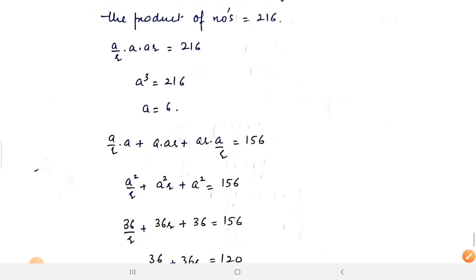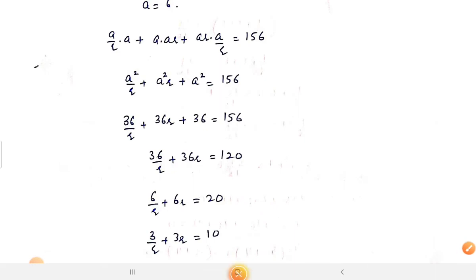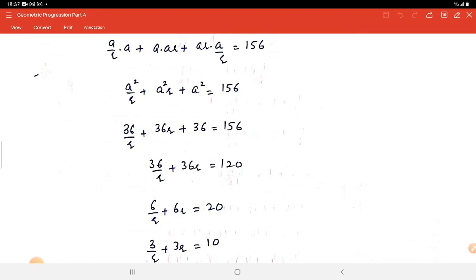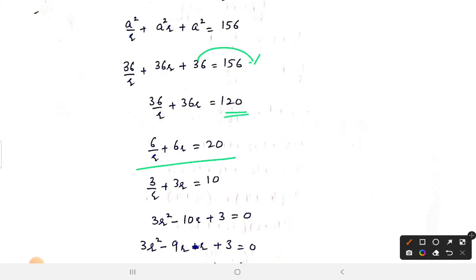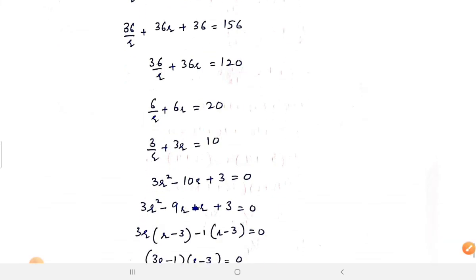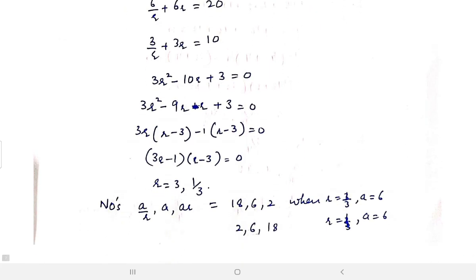We will get an equation in r: 36 upon r plus 36r plus 36 is equal to 156. So take 36 across, it is 120. Taking 6 common, we have 6 upon r plus 6r equal to 20. Take 2 common again, so we have 3 upon r plus 3r equal to 10. So we have 3r square minus 10r plus 3 equal to 0 as the equation. So we will get the value of r as 3 and 1 by 3.